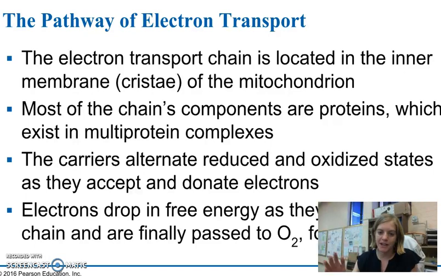So reduced being gaining electrons, oxidizing meaning losing electrons. And as they're passed down the chain, they experience a drop in free energy, and finally, towards the end of the chain, they're passed to oxygen, which is known as the terminal or final electron acceptor. And once these electrons are passed to oxygen, they're added to other protons and they form water. So the protons, remember, H+, oxygen, O2, and we end up with our H2O.